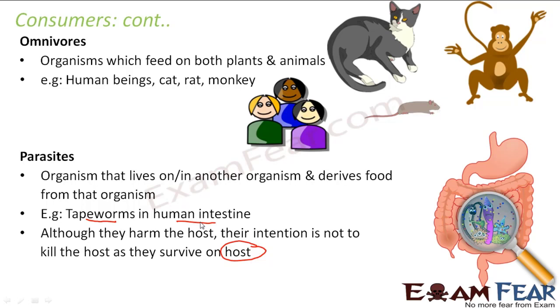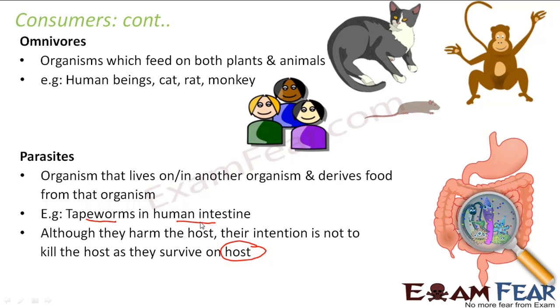Now, even though they are snatching away food from our body, so in a way they are harming us, right? They are snatching away our nutrients. But they do not want us to die. Because if that human being dies, the tapeworm will also stop getting its food, and eventually the tapeworm will also die. So intentionally they do not want the host to die, because they get their food from the host. However, because of their method of eating, they end up harming the host.